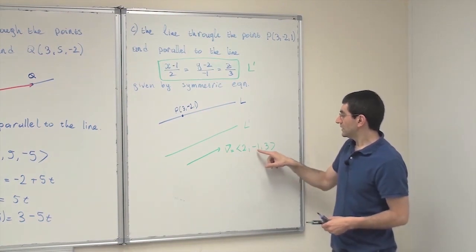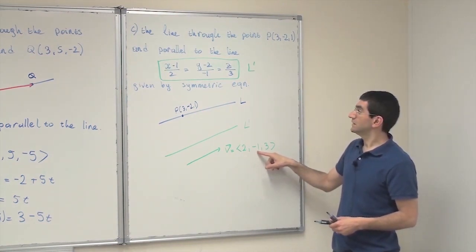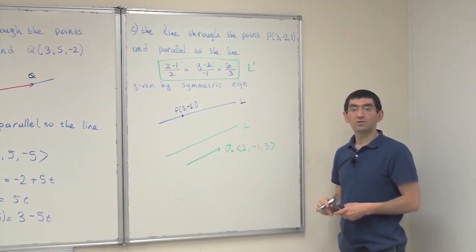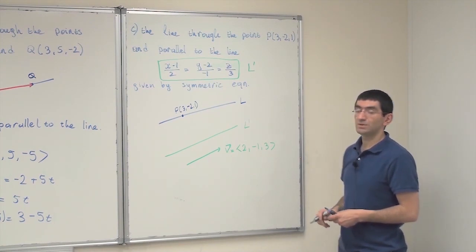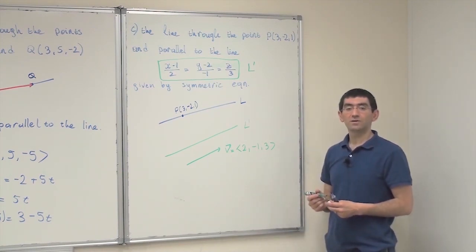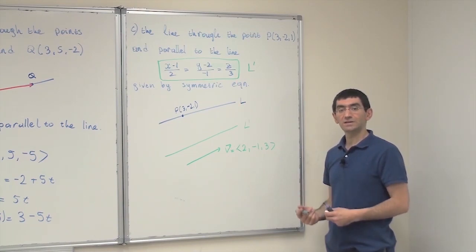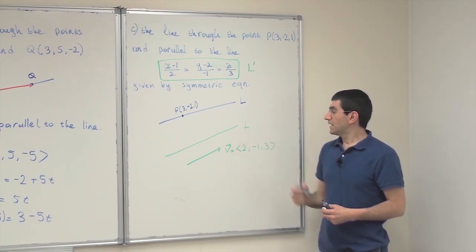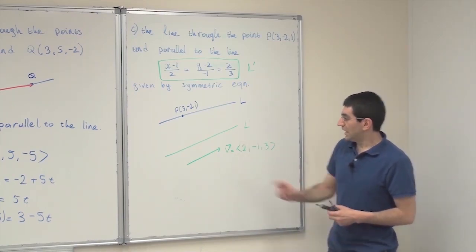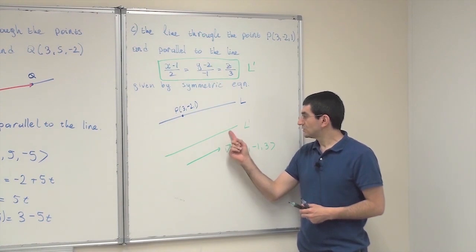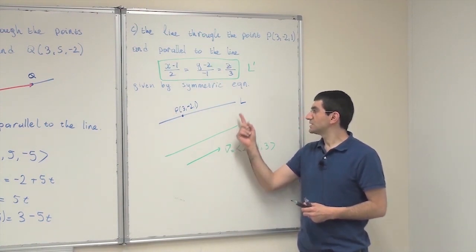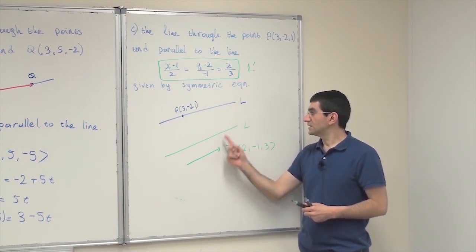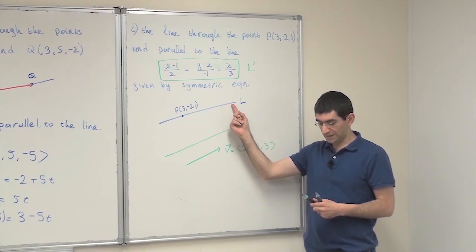So, observe that the components of this vector are the denominators in the symmetric equations of the line. Because if you remember the format of the symmetric equations of the line, the denominators are made of the components of the vector which is parallel to the line. So, now, we know that V is parallel to the line L prime, and the line L prime is parallel to the line L. Therefore, the vector V is also parallel to the line L.